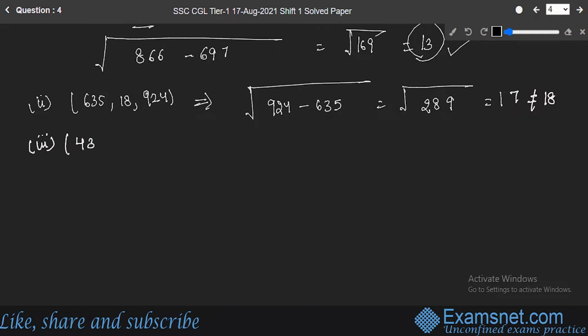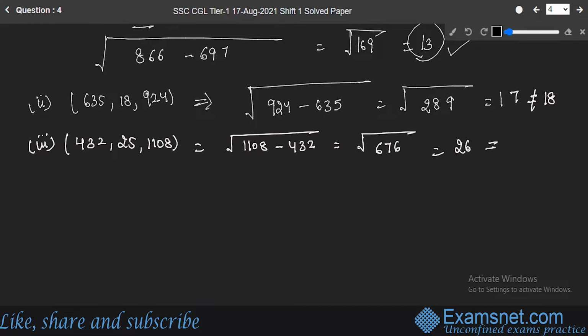Third one, 432, 25, 1108. So now you have to see 1108 minus 432. This gives you 676. Right, the root of 676 is 26. It's not 25. So even this is not the correct option.